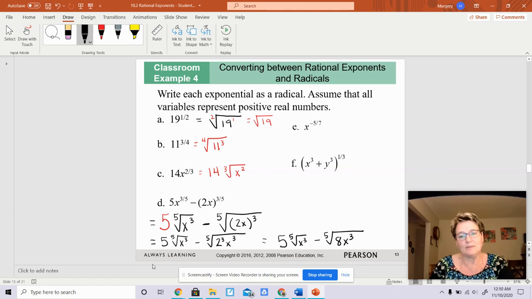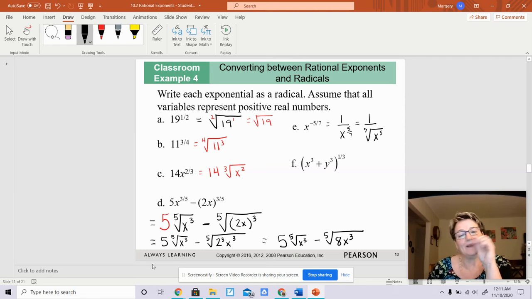Now this problem here, you can't have a negative exponent. So you're going to put it under 1. And that's going to become 5/7. Now this one's trickier because you can't have, well, I'll show you. So they want us to actually write it out. So it's going to be 1 over the 7th root of x to the 5th.